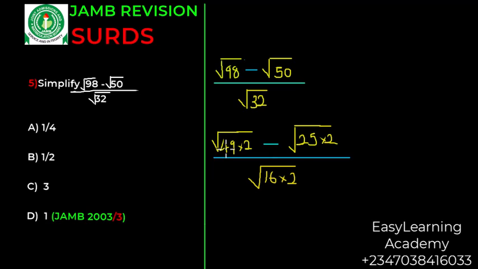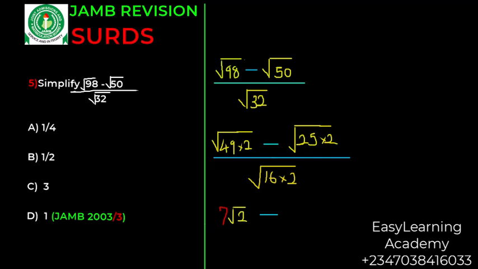And now 49. What's the square root of 49? The square root of 49 is 7. So we take 49 out of the square root. Now, what's the square root of 2? Okay, 2 does not have a square root, so the square root sign remains for 2. So okay, we proceed with the next one, and we come to 25.